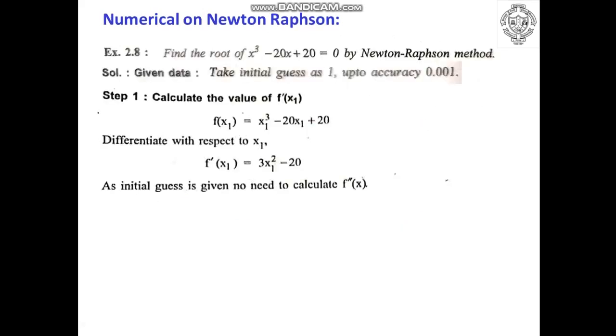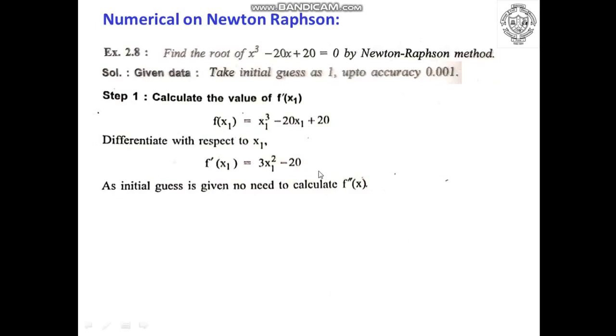So in the previous slide we solved the numerical which was based on iteration criteria. Now we will solve one numerical on accuracy based criteria. The numerical is given as: find root of equation x cube minus 20x plus 20 by Newton-Raphson method, assuming initial guess as 1 and accuracy 0.001. As we know that in Newton-Raphson method we have to find out value of f dash of x1, because it is required to find out x2, which is the new approximated root in each iteration.